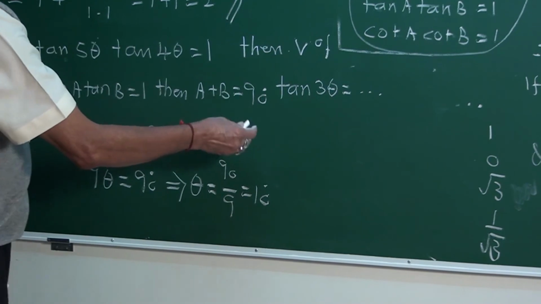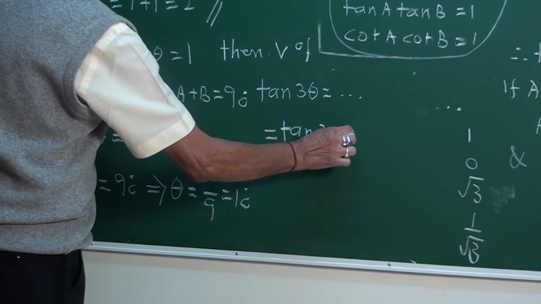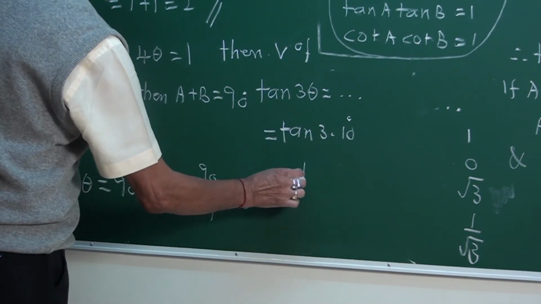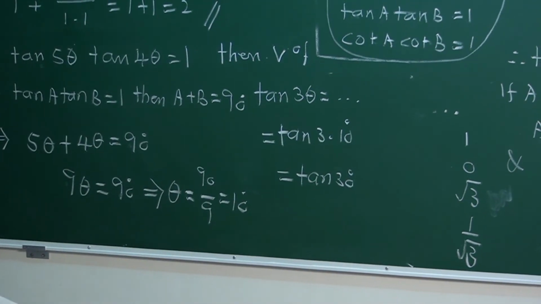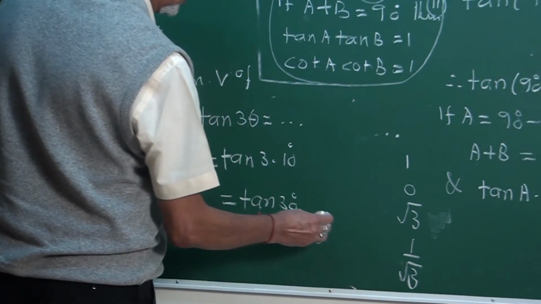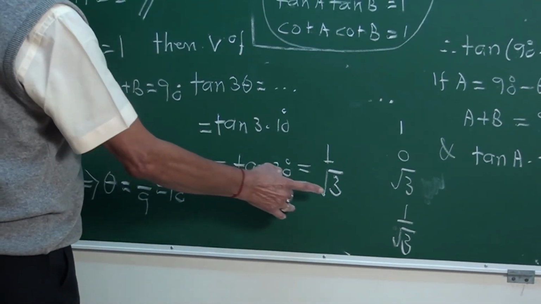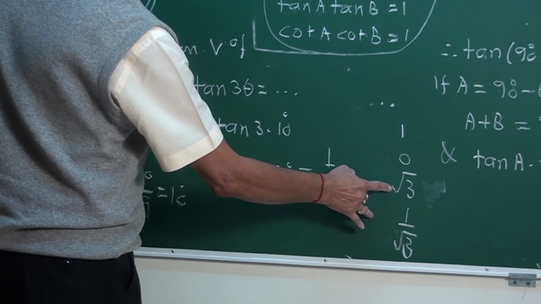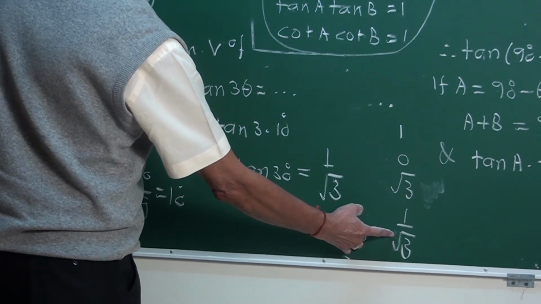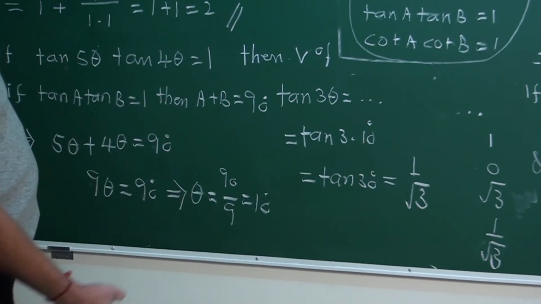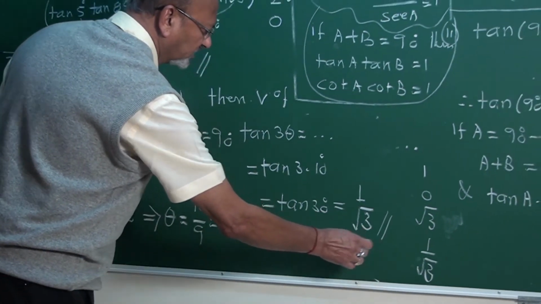But what you wanted is tan 3 theta. 3 into 10 degrees, so it is tan 30. Tell me, my friends, what is the value of tan 30? Tan 30 is 1 by root 3. Yes, my friend. Tan 60 is root 3. But in the case of cot, cot 30 is root 3 and cot 60 is 1 by root 3. So what is the answer, my friend? 1 by root 3. Like this, my friends.